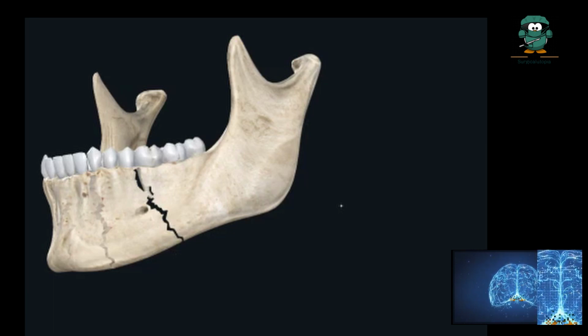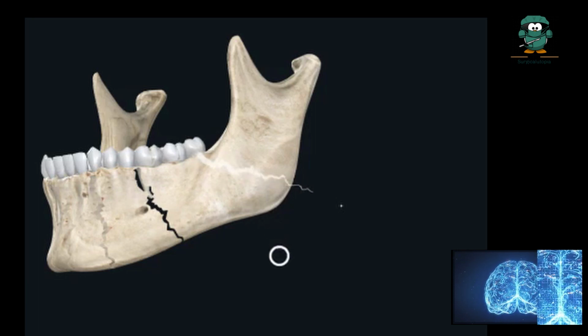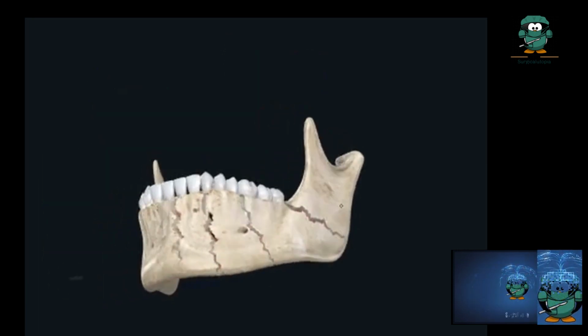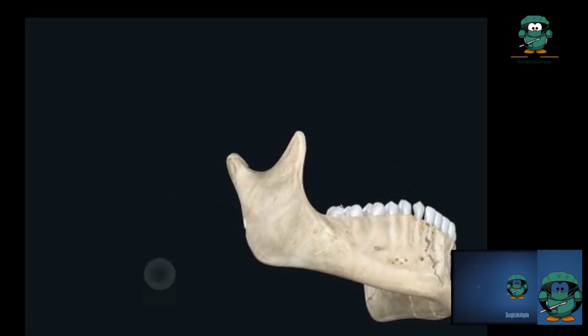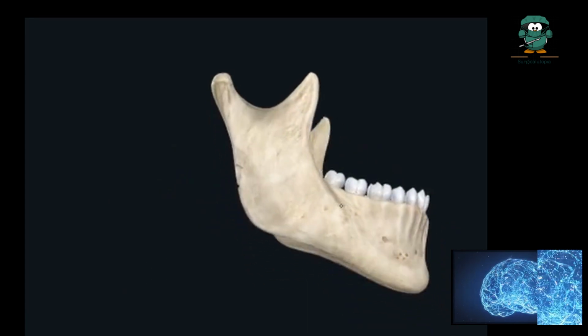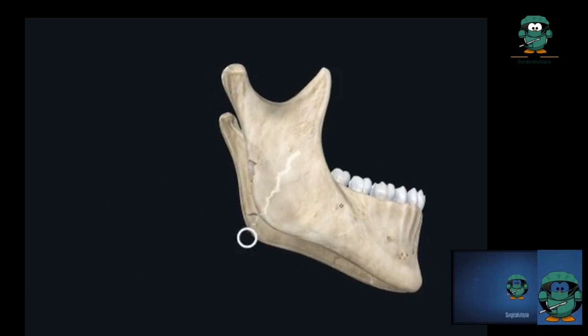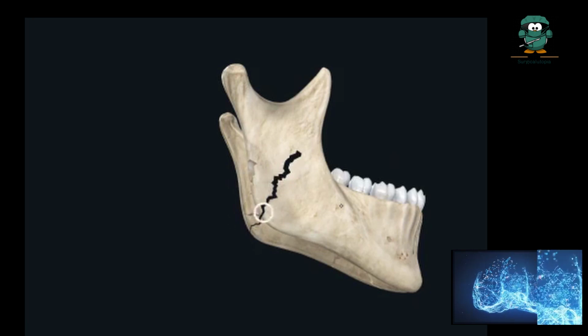Next is the angle fracture. The angle fracture will start from the third molar region and extend up to the gonion. The next fracture according to the location is the ramus fracture. We will see it on this side, over here, the fracture of the ramus. So this is the ramal fracture.